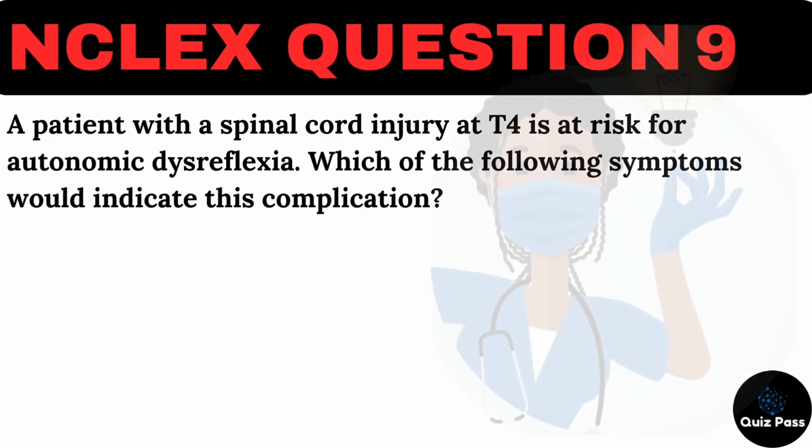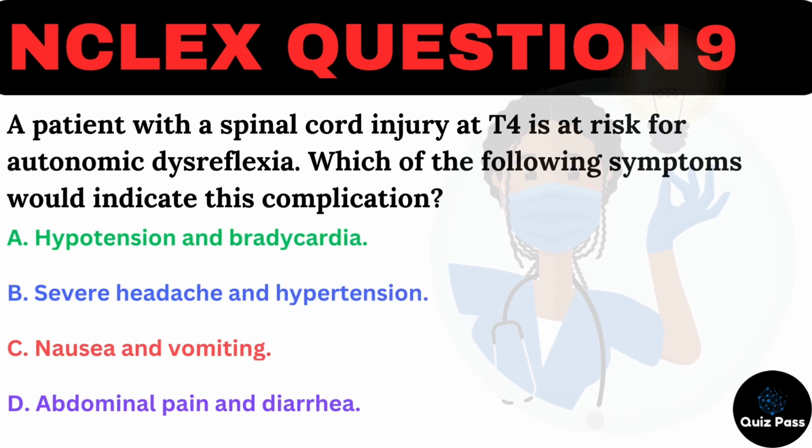A patient with a spinal cord injury at T4 is at risk for autonomic dysreflexia. Which of the following symptoms would indicate this complication? A. Hypotension and bradycardia. B. Severe headache and hypertension. C. Nausea and vomiting. D. Abdominal pain and diarrhea.